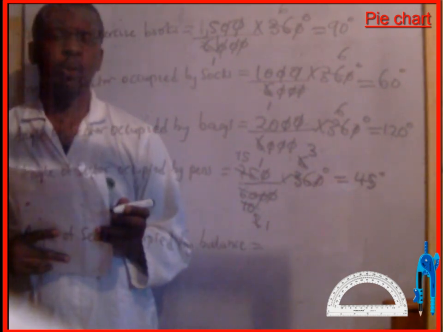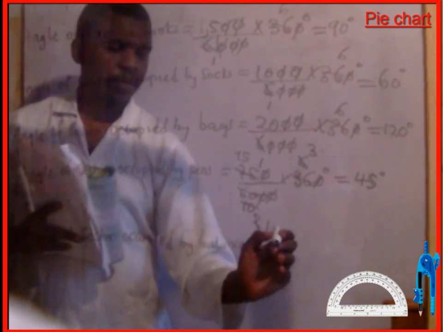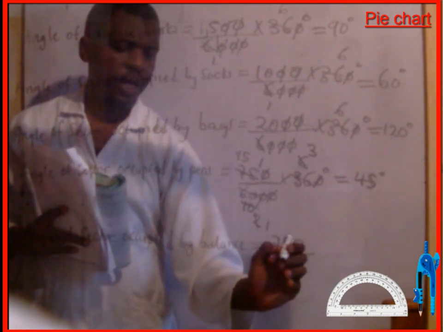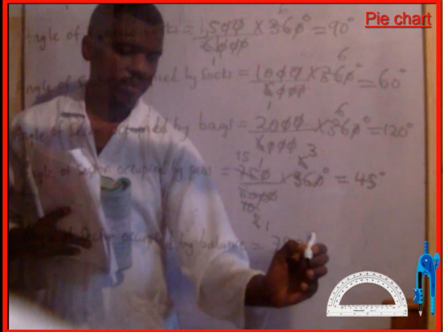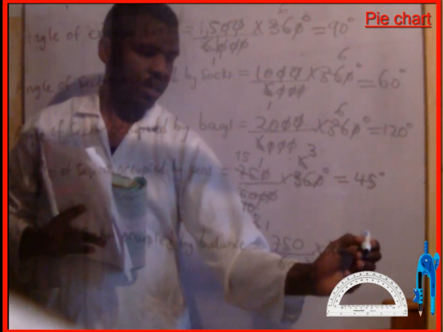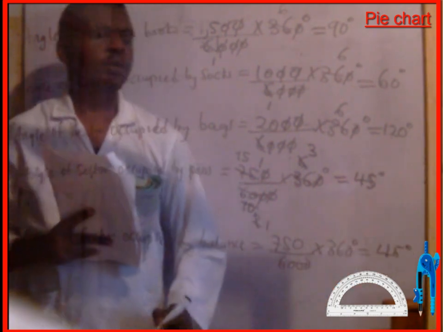Angle of the sector occupied by the balance will be 750 divided by 6,000 times 360 degrees. So this will give us 45 degrees.